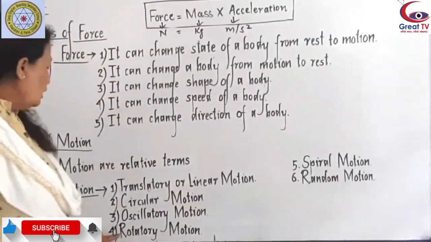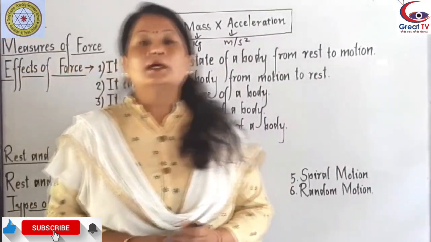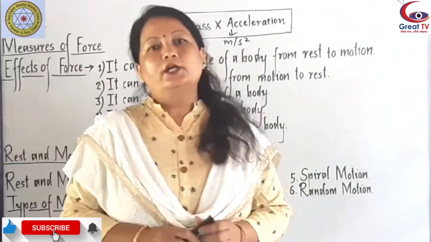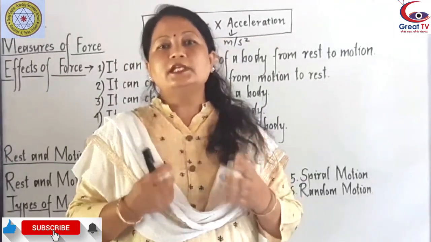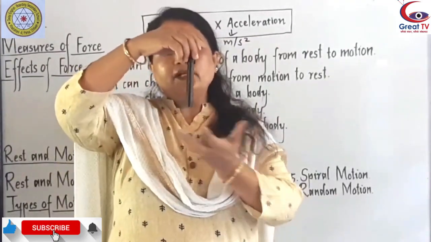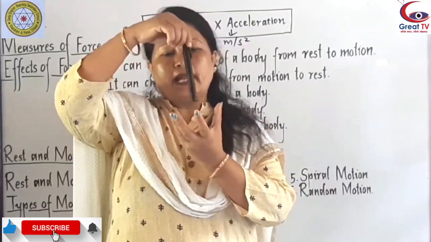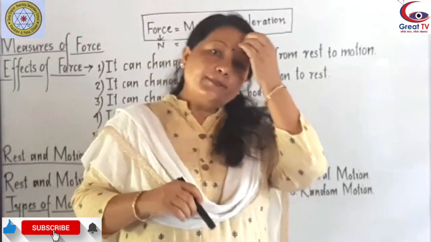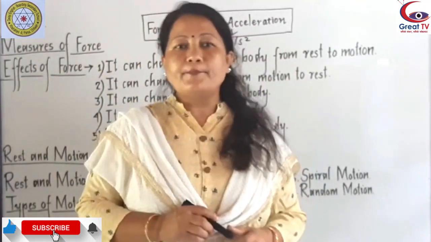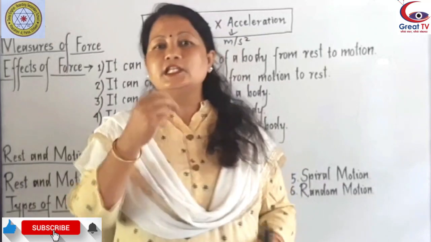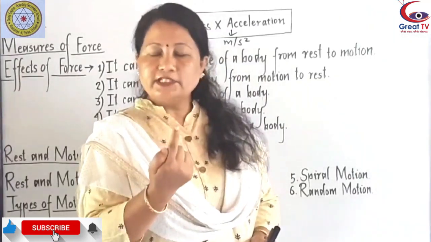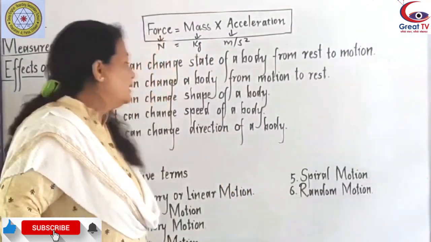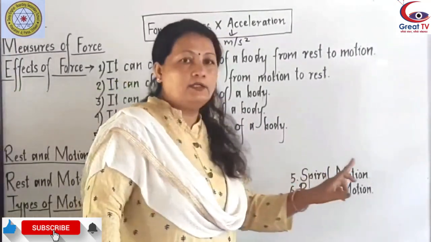The next motion is rotatory motion. The motion of a body about an axis is called rotatory motion. You can see the fan. The blade of the fan rotates about an axis, so a moving fan has rotatory motion. Rotating itself is an example of rotatory motion. A spinning top spins about its axis, so a spinning top has rotatory motion. The next motion is spiral motion.